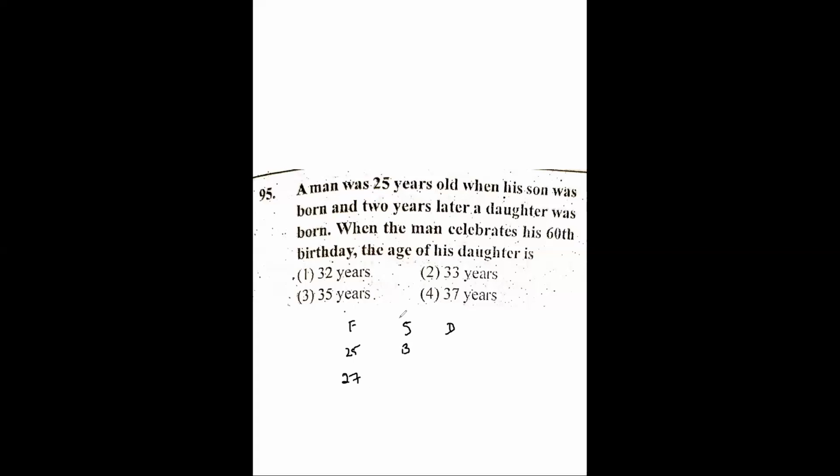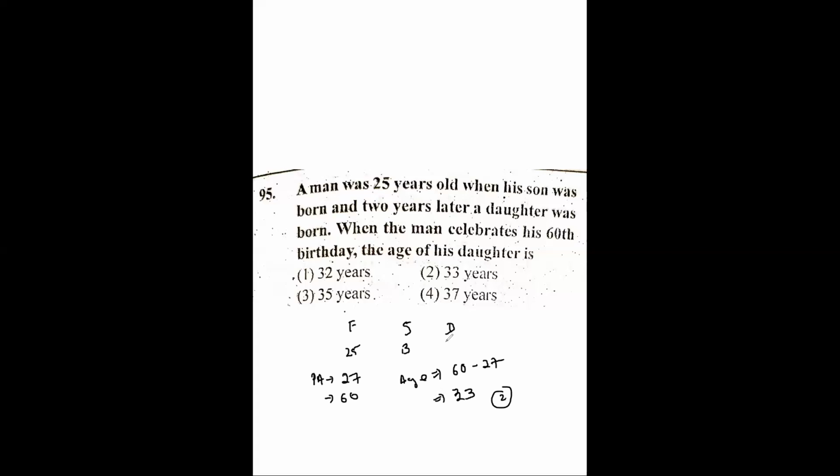When the man celebrates his 60th birthday, the age of his daughter will be... See, the age of the man when his daughter is born is 27, and after some years his age will be 60. So the difference of these two ages will be the age of his daughter. Age of his daughter will be equal to 60 minus 27, which is 33 years, and option 2 gives us the right answer.